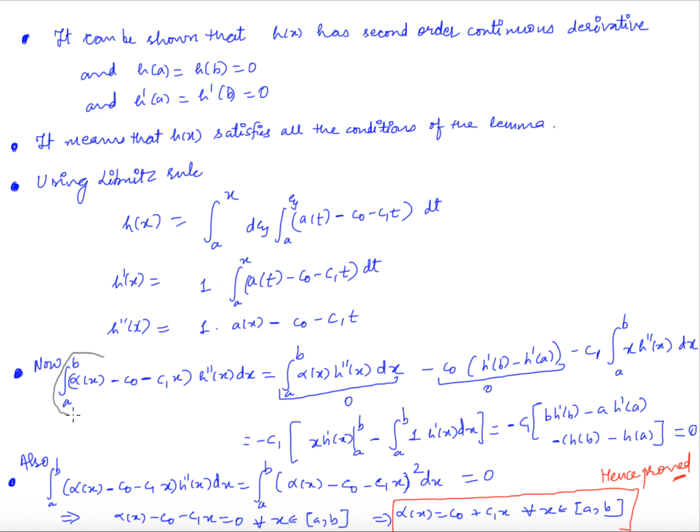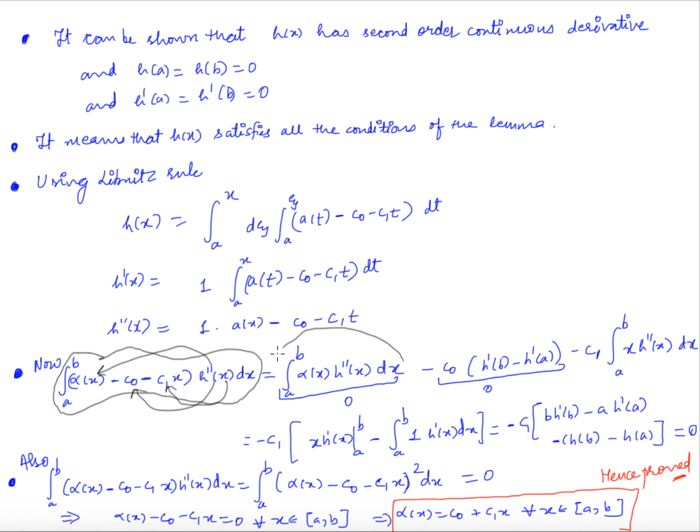Now see this thing. Concentrate on this integral: integral from a to b of (alpha(x) - c0 - c1 x) h''(x) dx. This integral has three terms, so I am separating the terms. The first is as such the integral from a to b of alpha(x) h''(x) dx. This is 0 because of the lemma condition.